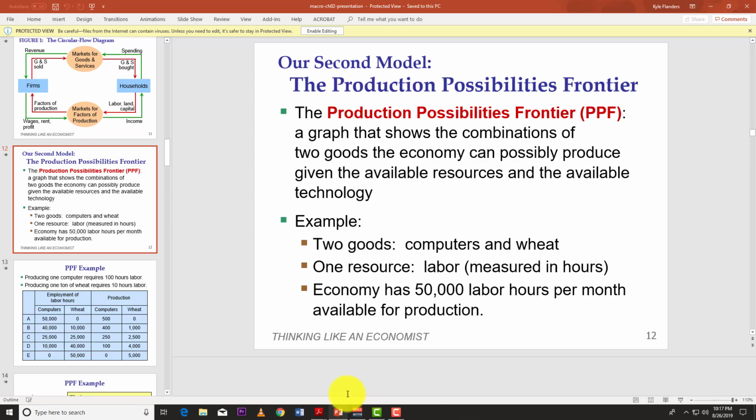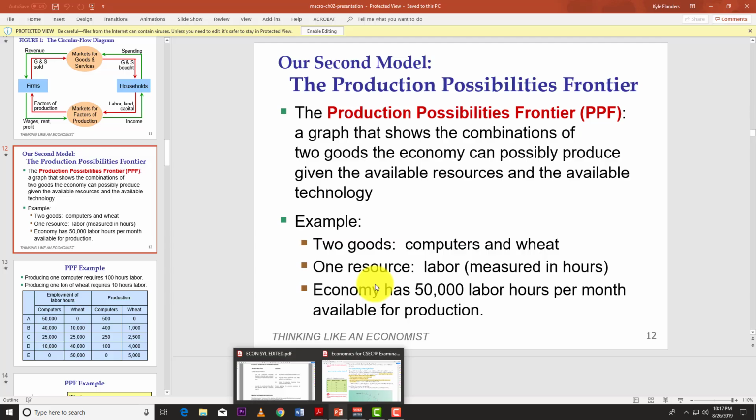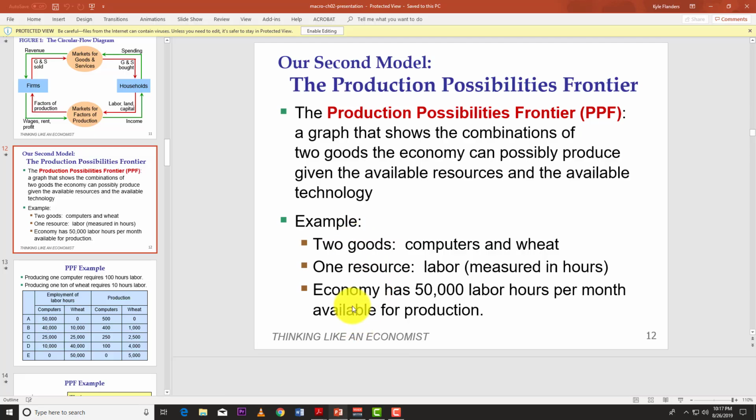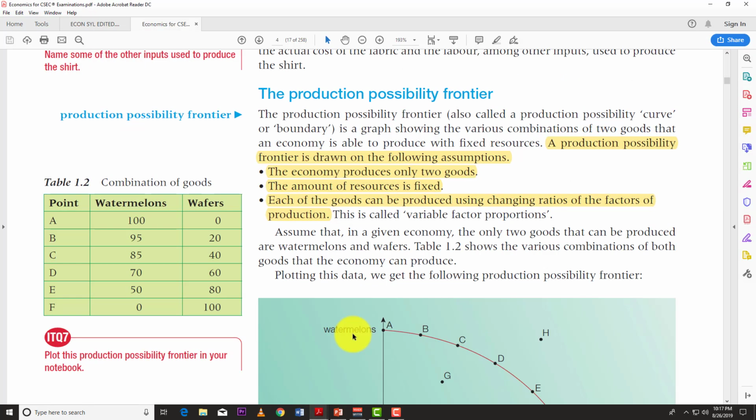So let's understand that again. This is based on three assumptions, to be exact, and they are: the economy produces only two goods, the amount of resources is fixed, and each of the goods can be produced using changing ratios of factors of production. So it could be 5 units of capital versus 10 units of labor, or vice versa. Ratios of factors of production.